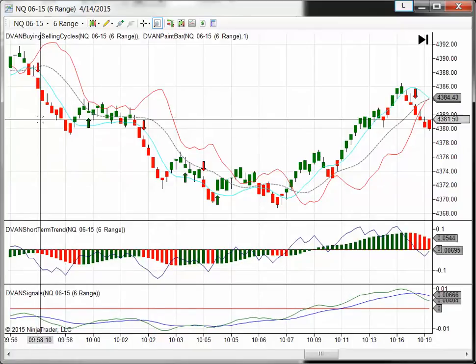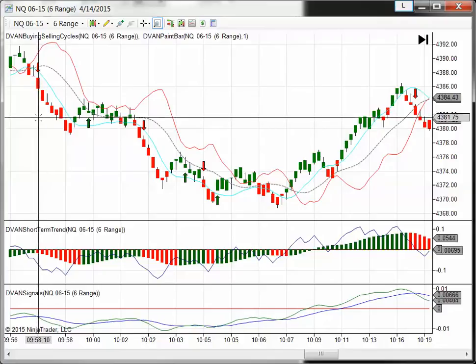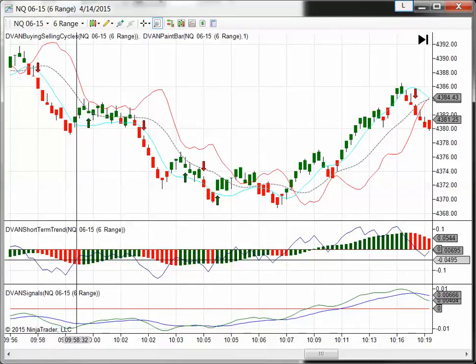All other indications point to a short because we have a red price bar, a red arrow here, and a red histogram on the short term trend indicating a weak trend. So we would take this short.